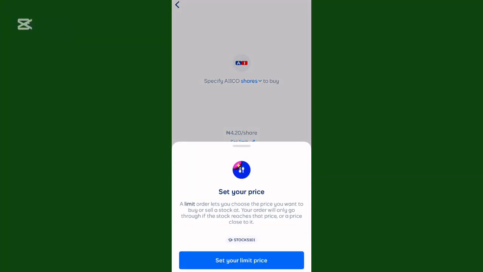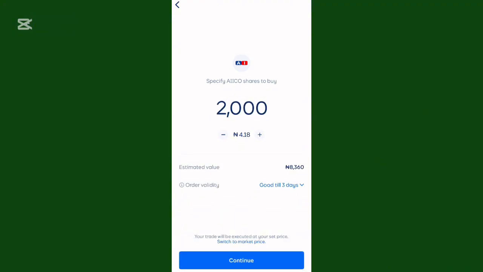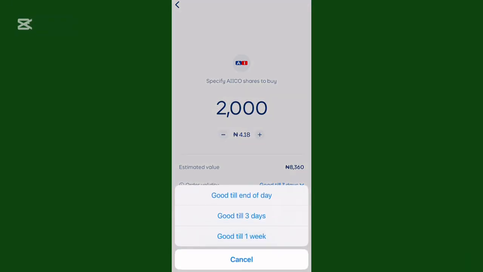A limit order lets you choose the price you want to buy or sell a stock at. So we'll set our limit price. Our limit price, let's put at 418, and then we'll type in the units we want to buy. Let's say we want to buy 2,000 units. And then you can see the order validity. Do you want them to execute before the end of the day? If they are unable to execute at the end of the day, they will refund your money to your wallet. But if you pick 3 days, it means that if they are unable to execute on the first day, they can carry it over to the second day, to the third day, and then you can choose 1 week.